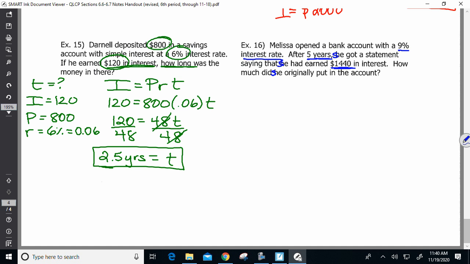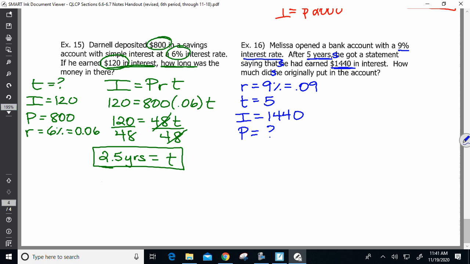So, let's think about what was given to us. We were given an interest rate, 9%, we can make 0.09. We were told time, 5 years. We were told how much interest she earned, 1440. So what we don't know is how much did she originally put in the account, which would be P. How much she started as the principal.